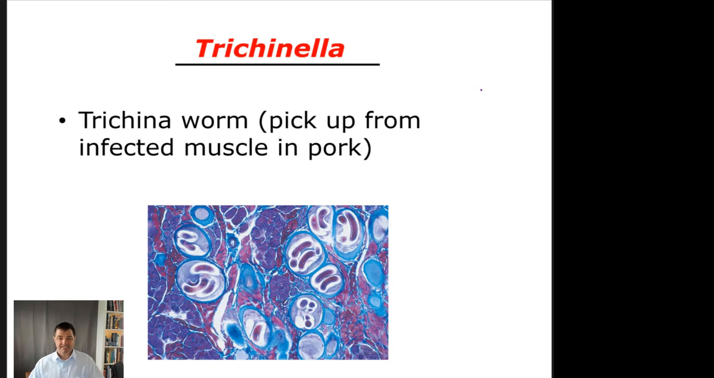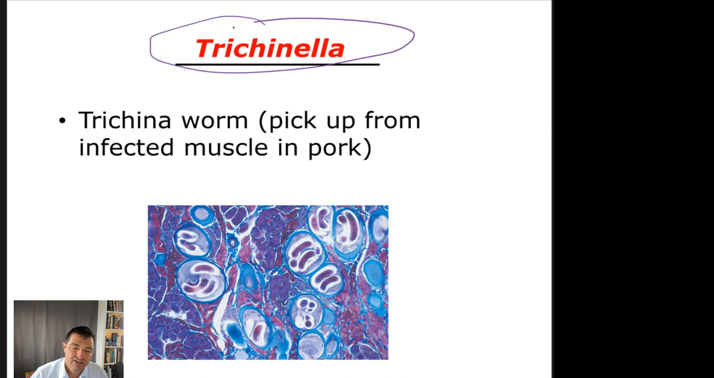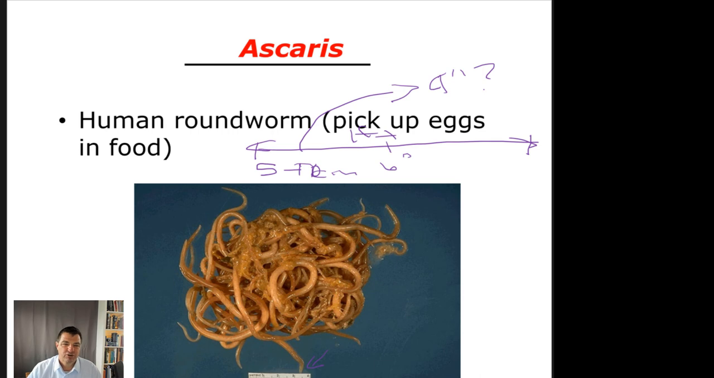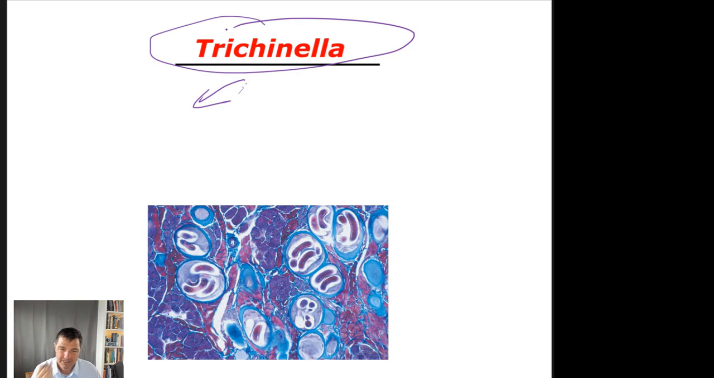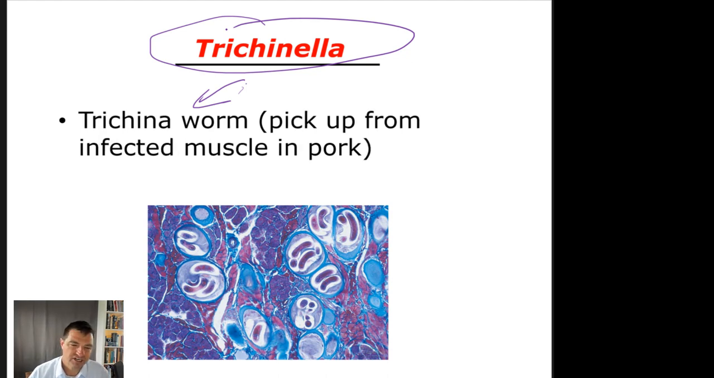Okay, next is the Trichinella. Trichinella, again, you need to know the genus Trichinella. And we call this a trichinid worm. Actually, I should go back. Ascaris, of course, you need to know the genus Ascaris just in case that wasn't obvious. This is Trichinella, and Trichinella you get by eating infected pork. So if you have pork chops and you don't cook it all the way and the meat was infected, you could get the trichinid worm.